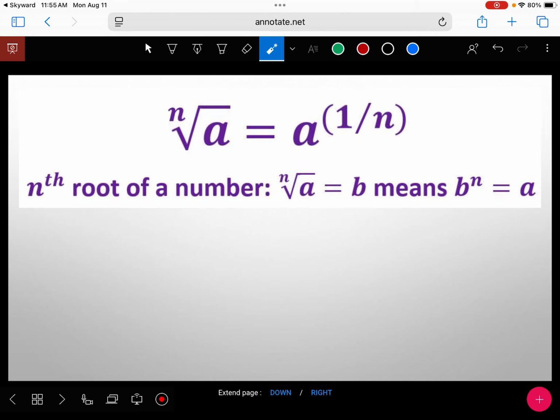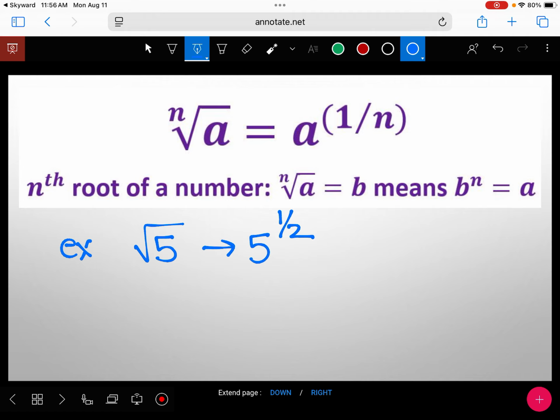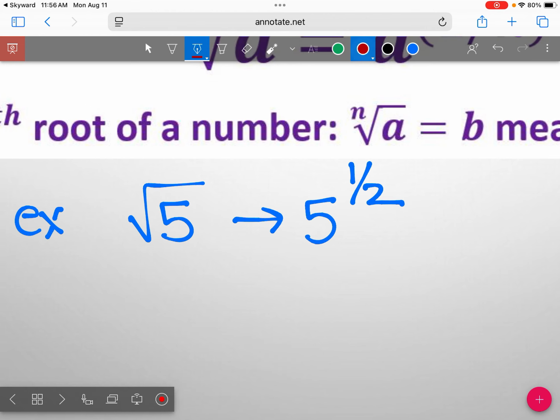Now, you don't necessarily need to write this down, but it is important that you understand that anything written with a radical can also be written with an exponent that's a fraction. So, for example, you might want to write this down. The square root of 5 can be written as 5 to the power of 1/2. So whatever number is in the elbow, I like to call this the elbow, is also going to be the denominator of your fraction.